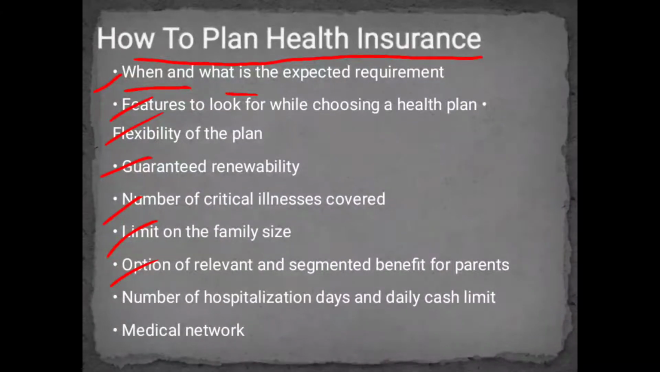Then the option of relevant and segmented benefits for parents. There are some separate options and segments for the parents, because as age increases, sickness also increases, and for that reason there are separate policies. Then the number of hospitalization days and the daily cash limit. When you are hospitalized, for how many days you will be paid, and per day how much expense will be paid.